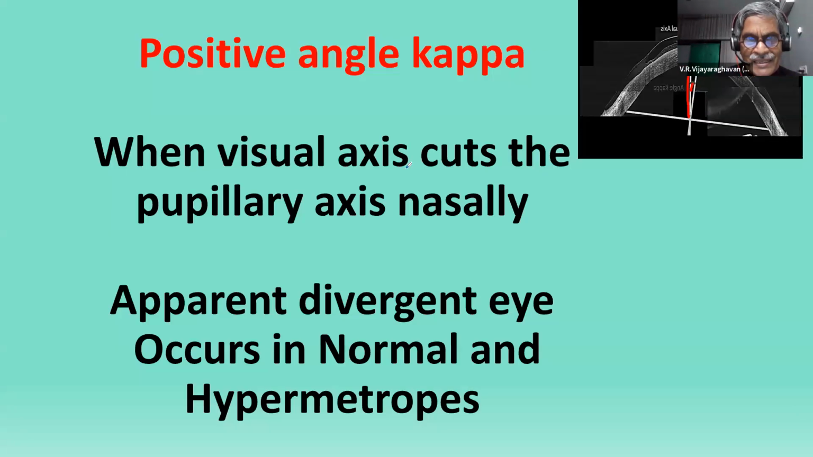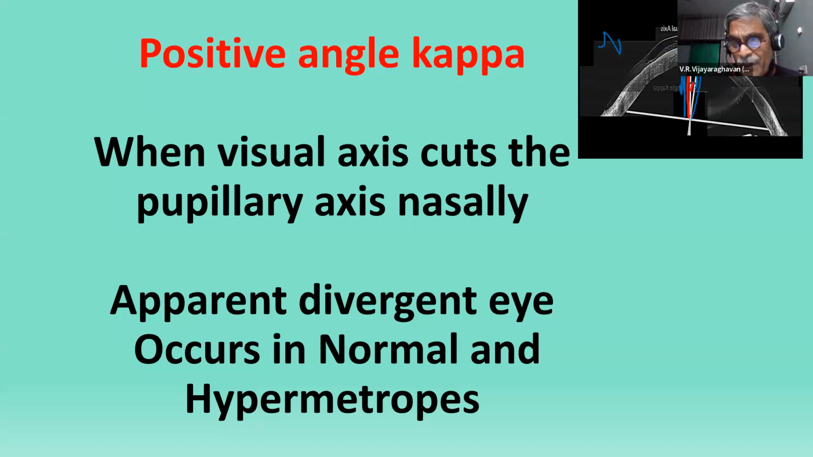Whereas, imagine another case, positive kappa. See now here, what is positive kappa? This is the visual axis. This is the pupillary axis. Now the visual axis is cutting the pupillary axis on the nasal side. This is the nasal side. That means what?